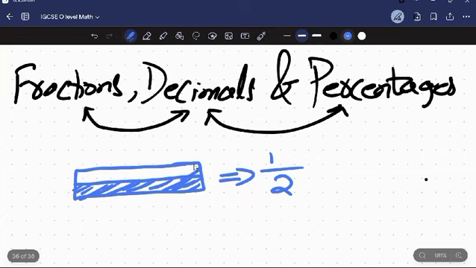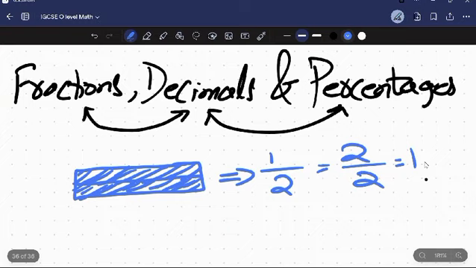Okay? If it's filled up to the top, we can write it as 2 over 2, which is exactly 1, right? So fractions are just the representation of the part of a whole number, right?